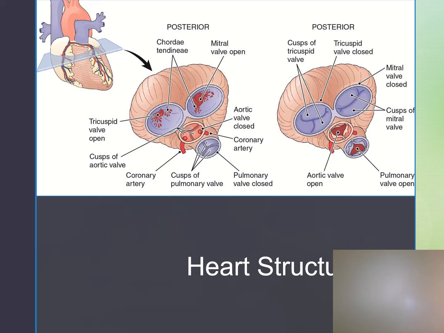These structures can be affected by malformations at birth, inflammatory and infectious disorders, age-related degeneration, structural damage after MIs, or injuries from intracardiac procedures. On the left side of the heart, we have the aortic and mitral valves. On the right side of the heart, we have the pulmonic and tricuspid valves.